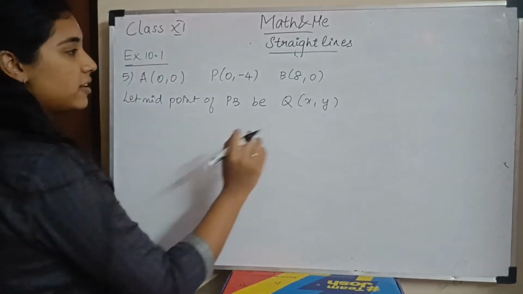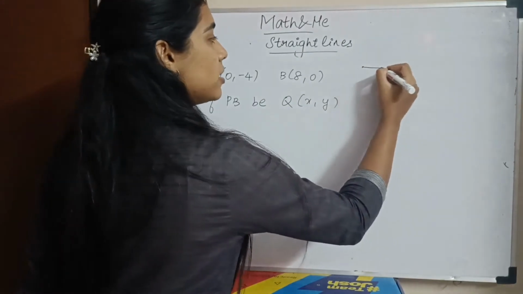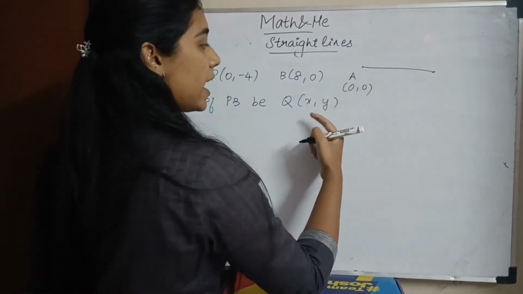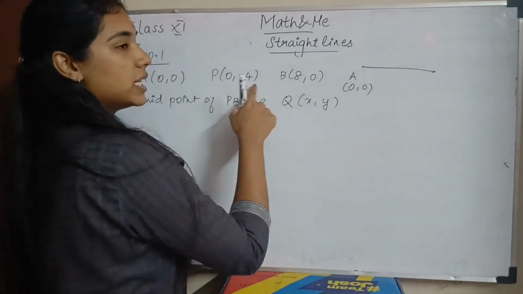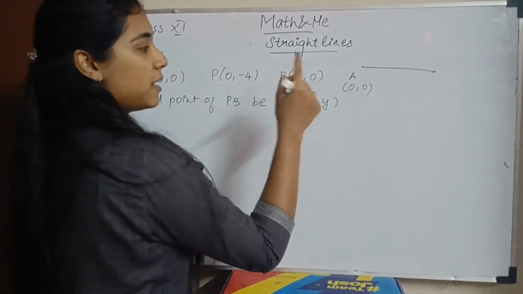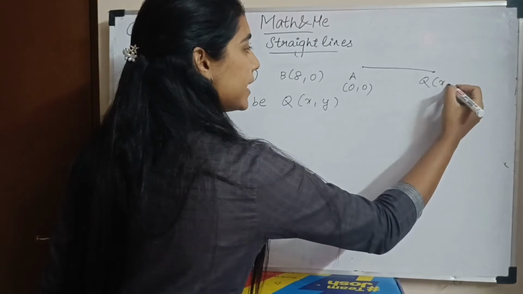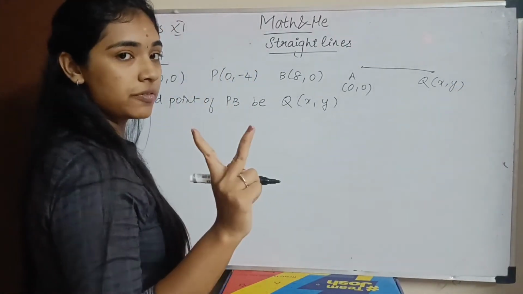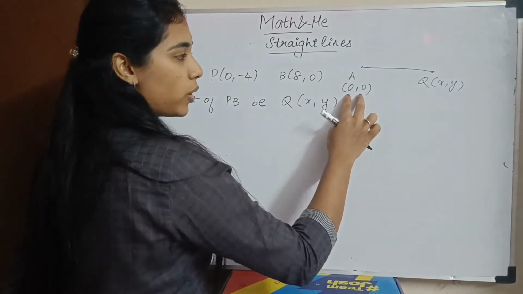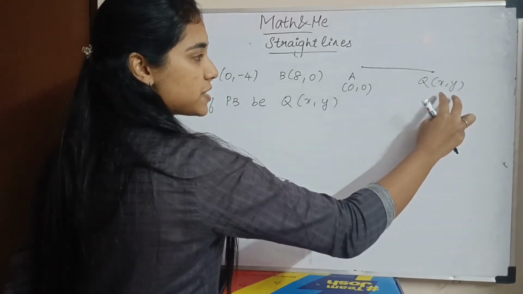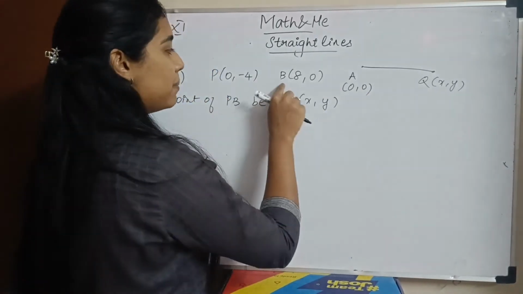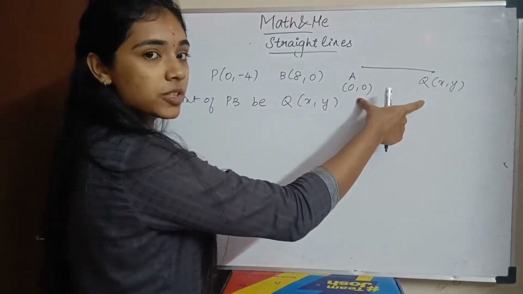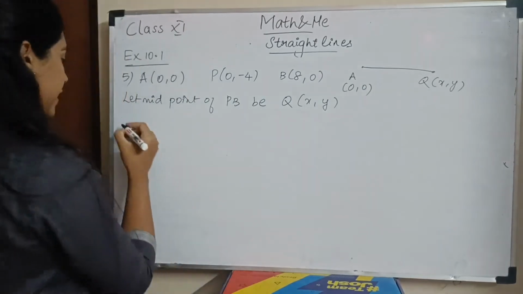So we need to find the slope of a line which passes through the origin, which is 0, 0, and the midpoint of the line segment joining P and B. So Q, x, y. To find the slope of a line, we need to know two different coordinates. We need to have x1, y1 and x2, y2. So first we find the midpoint of PB, which is Q, and using Q, we will find the slope of AQ. So these are all the steps, okay? So find Q.